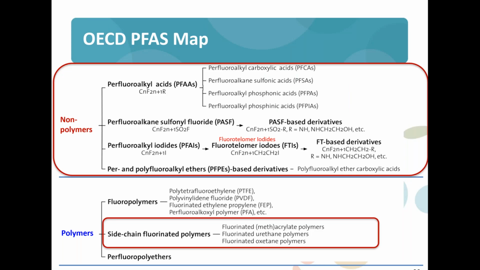So just another way of looking at the same thing. But if we put a little box or a red line around the two areas on the map from OECD, it's the non-polymeric materials in toto and the side chain fluorinated polymers. We're going to talk quite a bit as we go forward about the fluoropolymers and the perfluoropolyethers and why they really aren't and should not be in focus as materials themselves. Next slide, please.